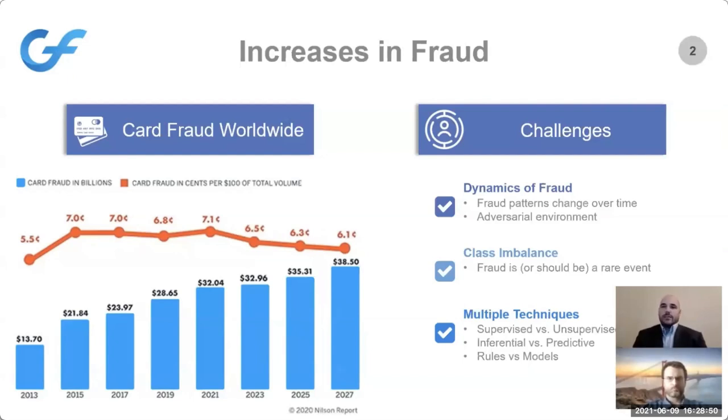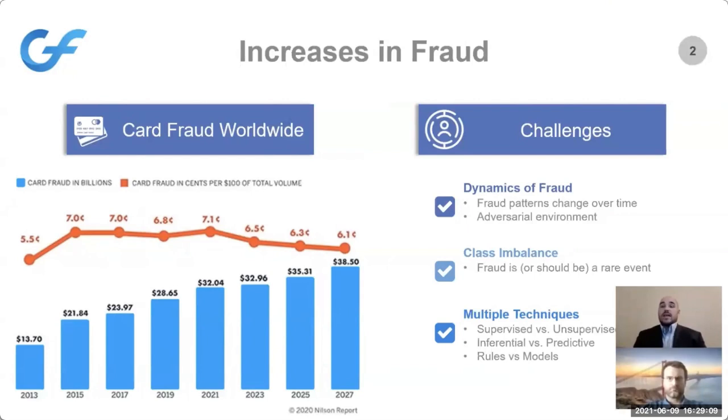The second is the class imbalance. Fraud is, or at least should be, a rare event. And no matter if you're looking at it as fraud events per number of transactions or fraud dollars per transaction dollars, it is very rare. And special attention needs to be paid to be able to handle those types of events.